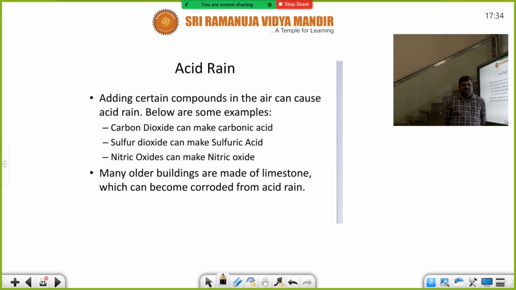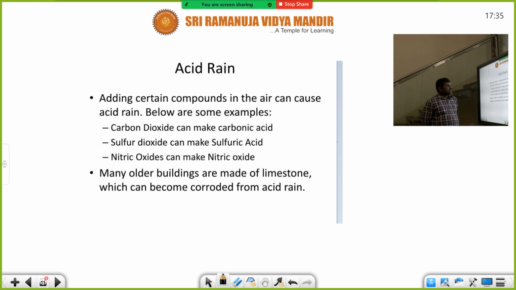Whenever acid rain falls, there are so many industrial wastes in the air. The rain mixes with those wastes to form acid rain. Acid rains are harmful. The adverse effects of acid rain are a change in the fertility of soil, damage to aquatic life, and damage to historical monuments. So that is about acid rain.